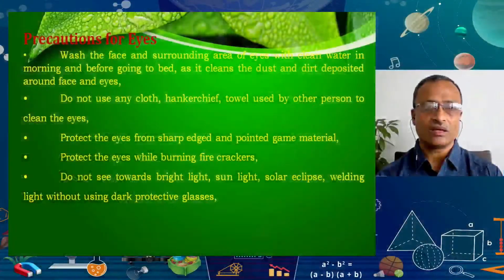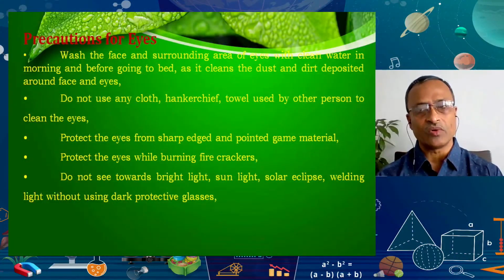What I was explaining is some of the conditions wherein the eye precautions should be maintained. These are the very basic precautions which should be taken care of before visiting the visual care clinics. Firstly, wash your face and surrounding areas of the eye every morning and before going to bed. This is one of the important aspects. Do not use any clothes, handkerchiefs or towels which are used by others.